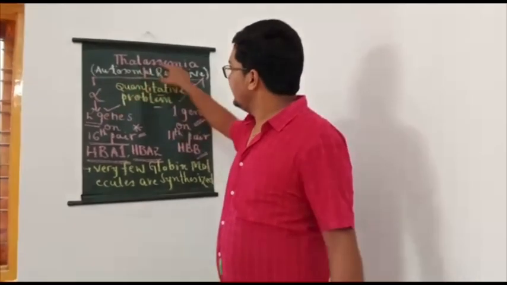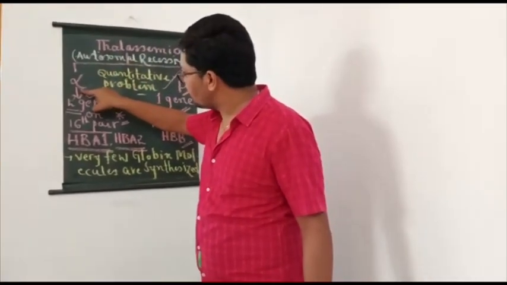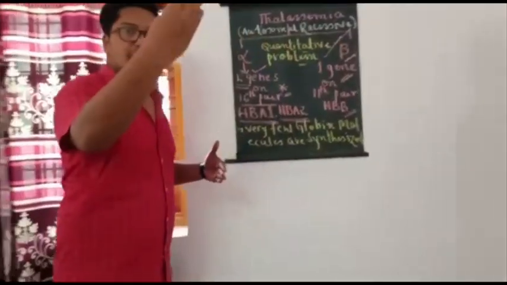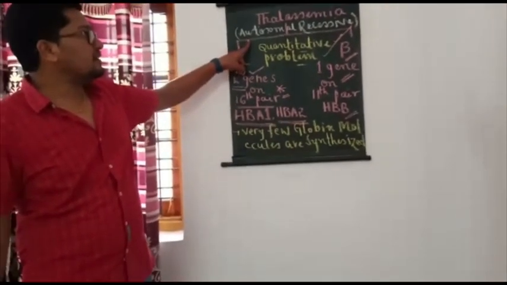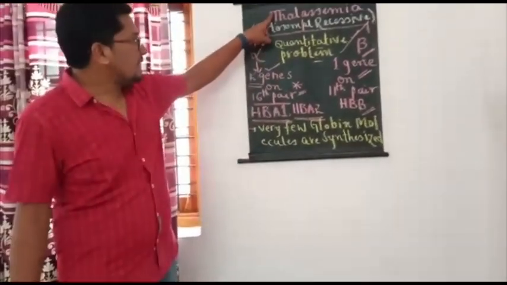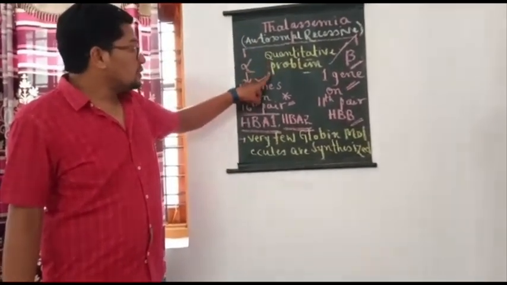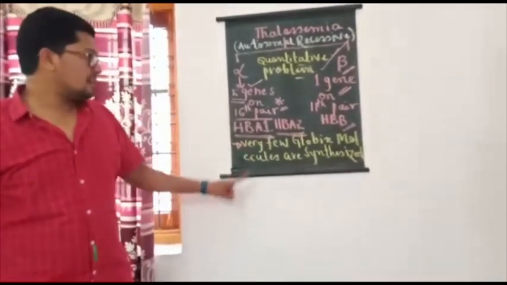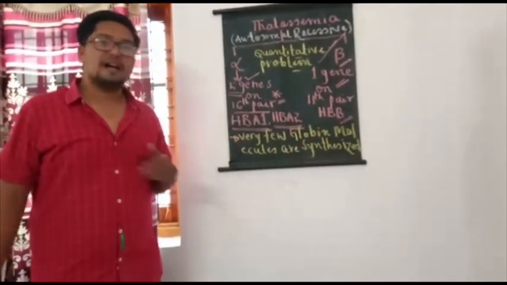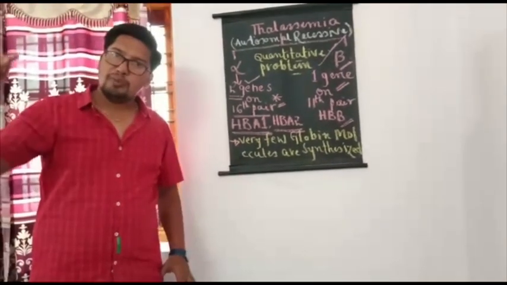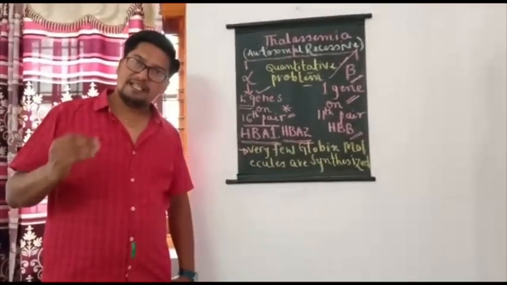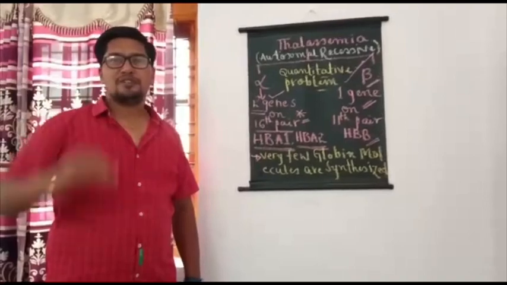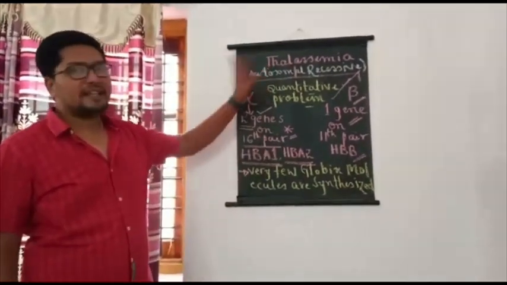So in this way, thalassemia can be of 2 types, that is alpha thalassemia and beta thalassemia. In what pattern does it inherit from parents to their children? Once again, in an autosomal recessive pattern. Thalassemia is a quantitative problem, and what is the main thing that happens in thalassemia? Very few globin molecules are synthesized. When the number of globin molecules synthesized is decreased, the blood hemoglobin level itself decreases and the person develops symptoms of anemia. This problem is called thalassemia.